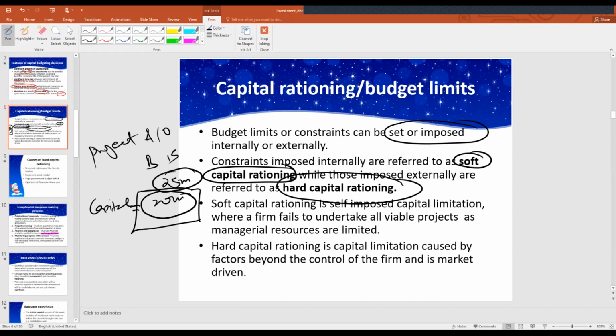How do we determine how you're going to invest this 20 million among project A and B, for example? Along the way we shall discuss this area, what we call capital rationing, in detail: how we appraise in cases where we have capital rationing. For the time being, let's concentrate on how we appraise first.